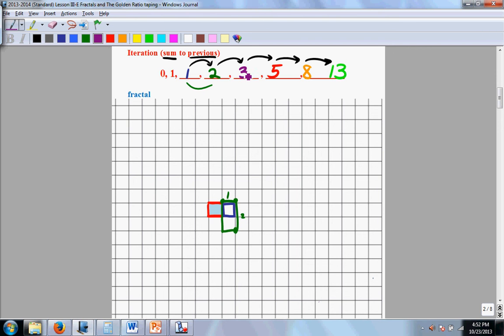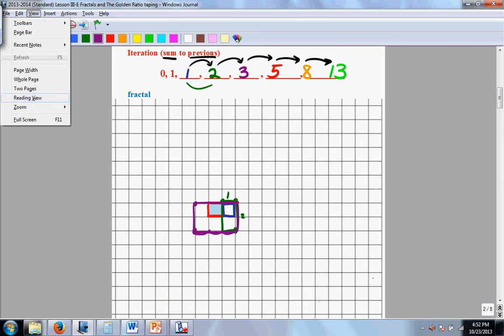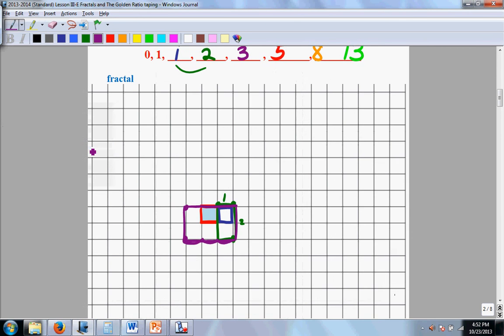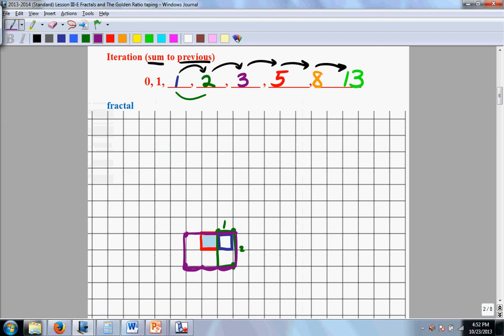Let's see what else we can do here. Let's do 2 by 3. So here's 2. Let's do by 3 this way. So now I want you to make a rectangle that's 2 by 3. So that's 2 by 3.